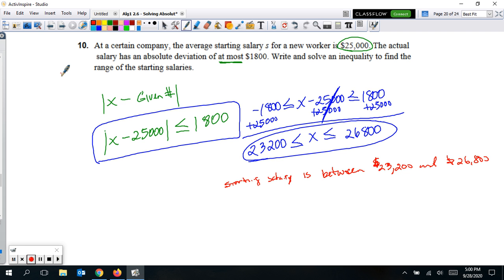That's what that means. All right, so that concludes our lesson here on 2.6. That concludes our lessons on even just inequalities, for that matter, in Chapter 2. All right, so I'll see you in Chapter 3.